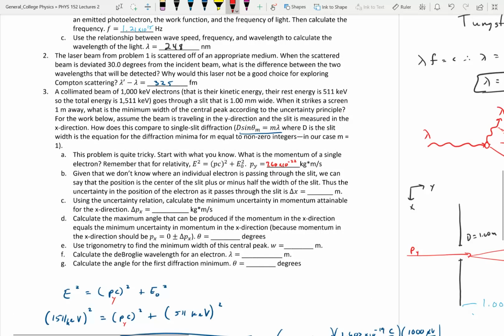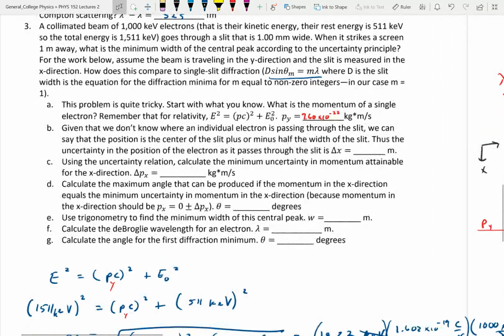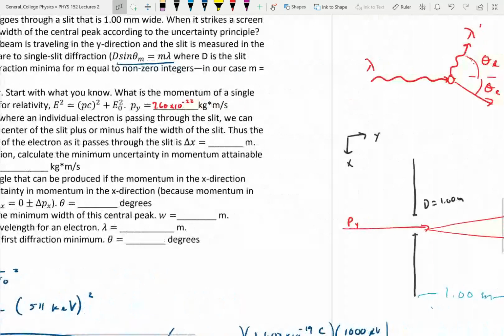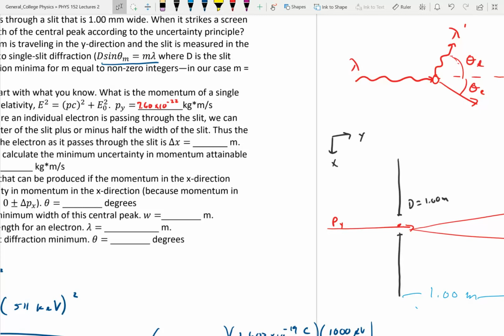All right, so we've got that momentum calculated. Huzzah, yay, another relativity problem, right? Well, no. Given that we don't know where an individual electron is passing through the slit, we can say that the position is the center of the slit, plus or minus half the slit width. So my uncertainty in position is half the slit width, or 5.0 times 10 to the minus 4 meters.